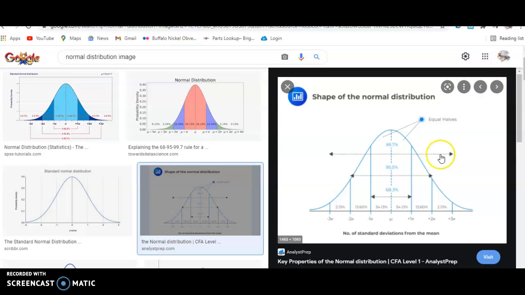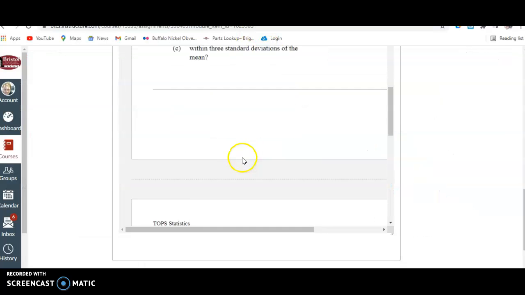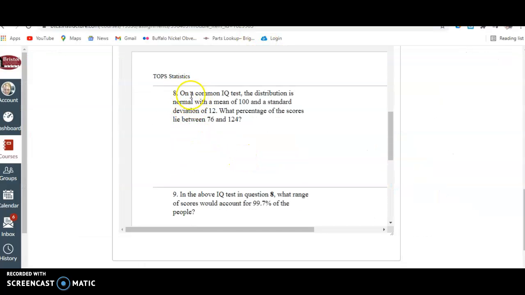That ties back to just the normal distribution stuff. It's just using a z-score to describe it. Okay, and then number 8 says on a normal IQ test, the distribution of scores is normal with a mean of 100, a standard deviation of 12. What percent of scores lie between 76 and 124?